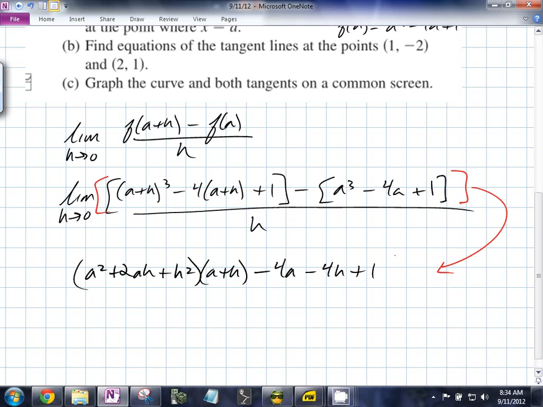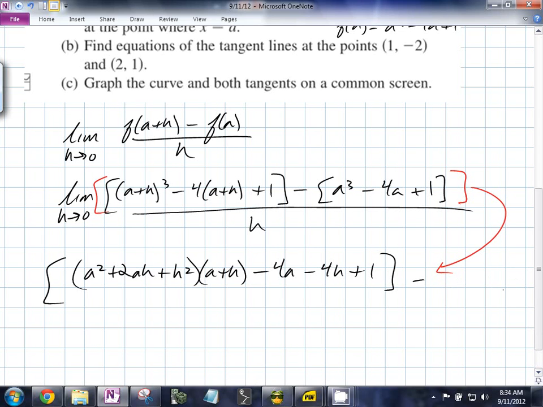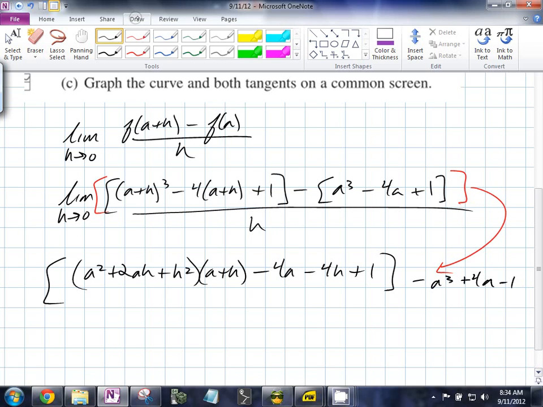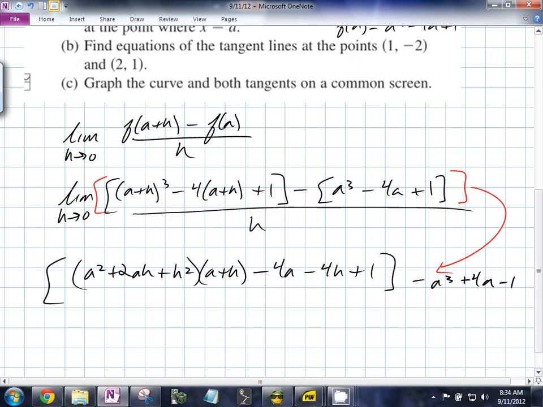So that's the first term. And then what are you subtracting? You're subtracting a cubed minus 4a plus 1. We could get rid of the parenthesis and make it minus a cubed plus 4a minus 1. Do you already cancel some stuff? What do we cancel? Those are gone, and so is this, right? That's cool. So now you just have to multiply out the rest.